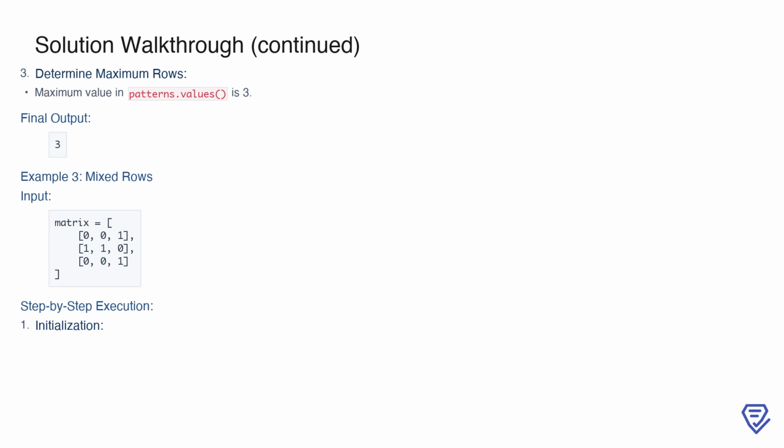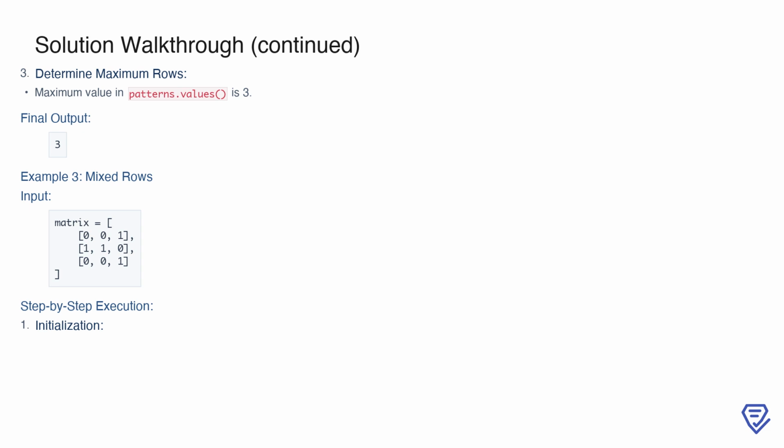At this point, the patterns counter shows that (1, 1) and (0, 0) both have a count of 3. To determine the maximum number of rows that can become identical after flipping columns, we find the maximum value in patterns.values. Here, the maximum value is 3, which means all 3 rows can be made identical. Therefore, the output for this example is 3.